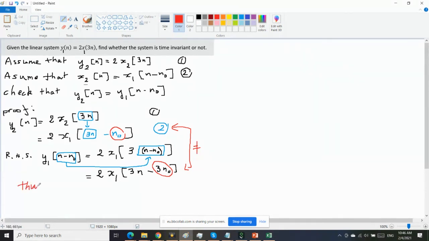Thus, y2 of n is different from y1 of n minus n0. Or left hand side is different from the right hand side. Therefore, the system is not time invariant.